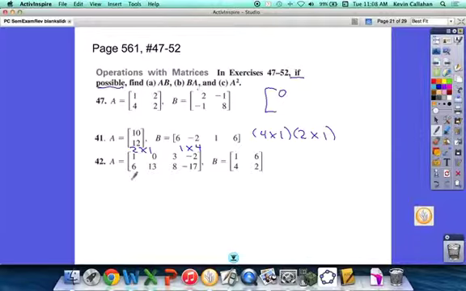Right? And this one here, 2 by 4 times 2 by 2. Can you multiply them? A times B. 2 by 4, 2 by 2. No, these two don't match, so you can't do it. So keep that in mind, right? Those two things.